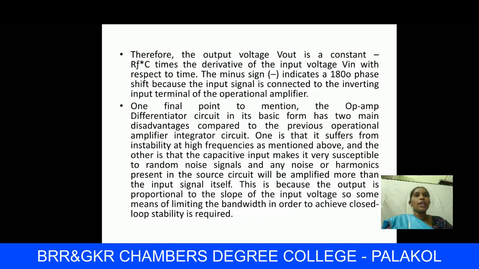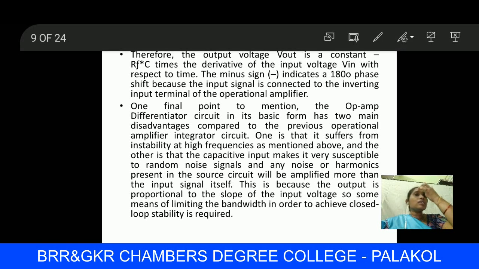Okay, so therefore the output voltage V out is a constant of minus R times the derivative of the input voltage. The minus sign indicates the 180 degrees of phase shift because the input signal is connected to the inverting input terminal of the operational amplifier. So the 180 degrees of phase shift means, so here we are applying a signal, likewise the phase shift is 180 degrees.